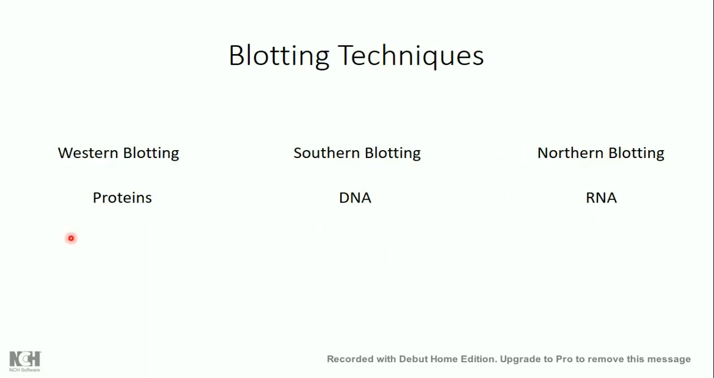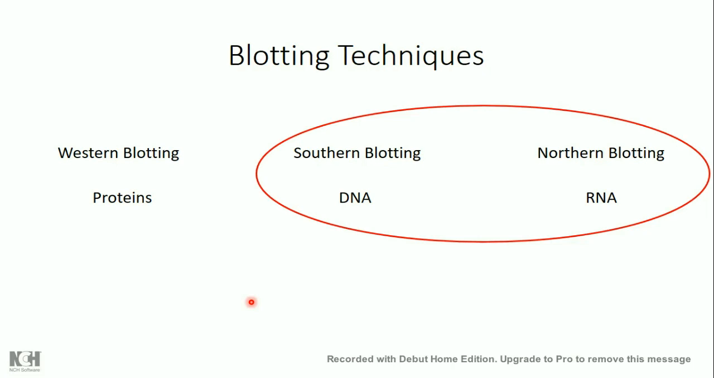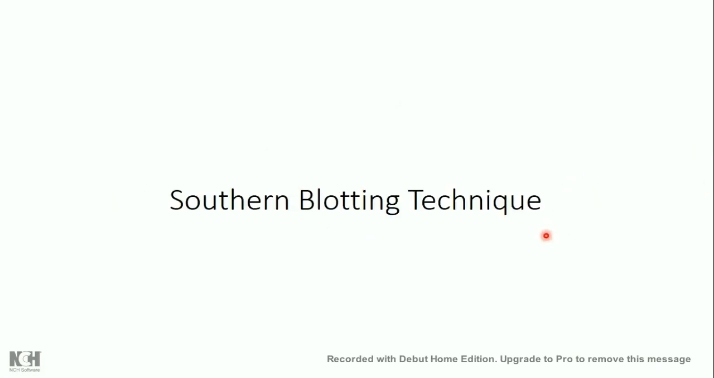In the previous video, I spoke about western blotting. So in this video, I'm going to speak about southern blotting and northern blotting. Why? Because simply the principle of these two is very similar. So basically, they are the same technique, but with some differences, because this one is used for DNA and this one is used for RNA. So let's start first speaking about southern blotting technique.